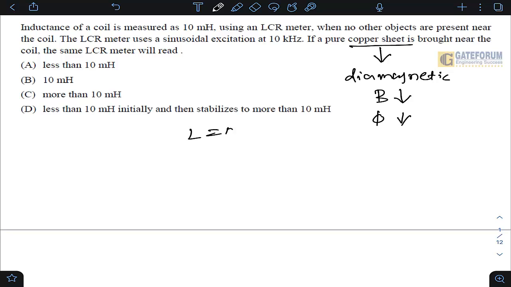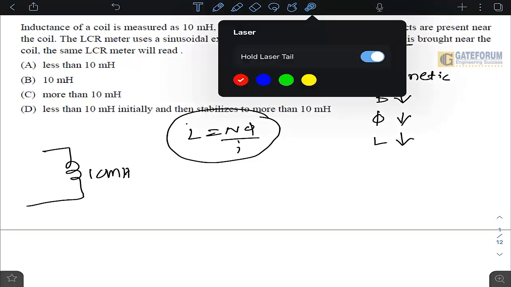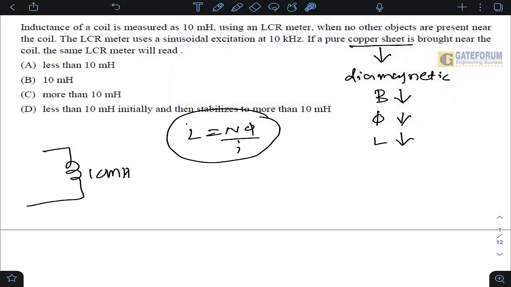Then the inductance is related by the relation L equals N phi by I, right? In other words, the inductance is proportional to the flux linkage. So naturally the corresponding inductance value also reduces. You have an inductor like this, and its value is now 10 millihenry. There is some flux linkage, that's why you are getting 10 millihenry. Now you are bringing a copper sheet nearby. Because of this diamagnetic property, it will reduce the flux linkage. If the flux linkage is reduced, naturally by this relation the inductance value also reduces.